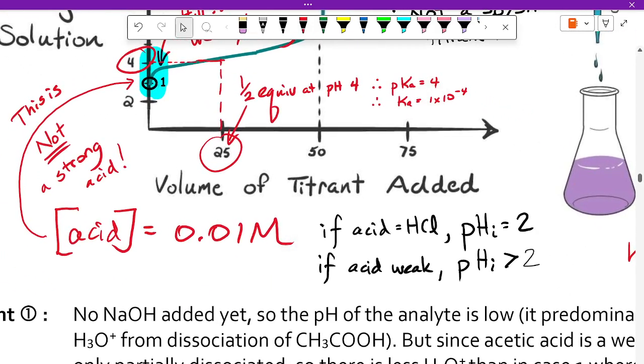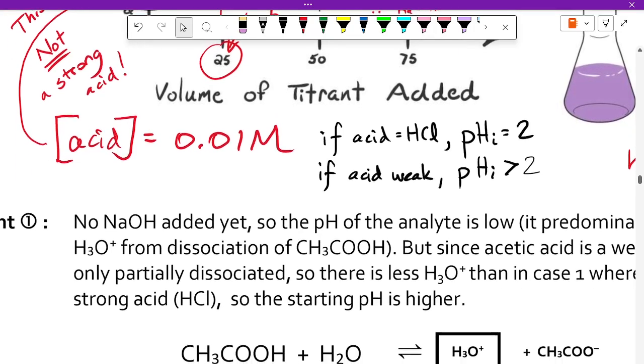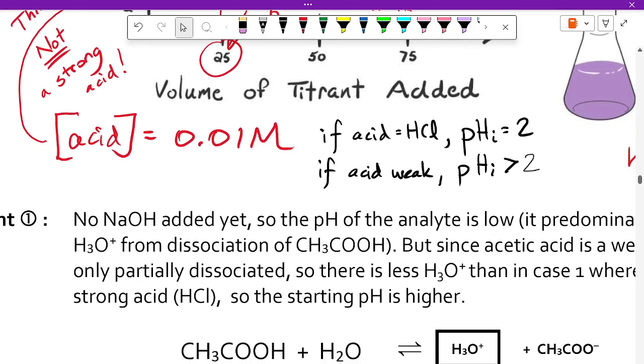So at point number 1, there's no NaOH added yet, so the pH of the analyte is low. But is it as low as before with, say, a strong acid? No, because this is only partially dissociated.